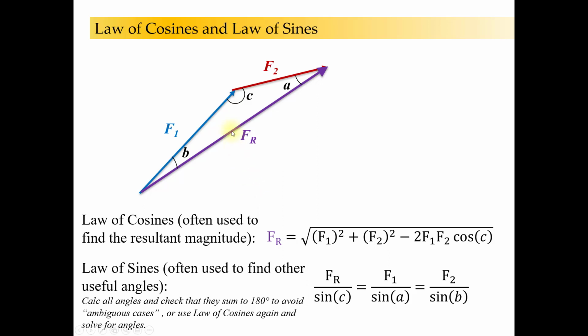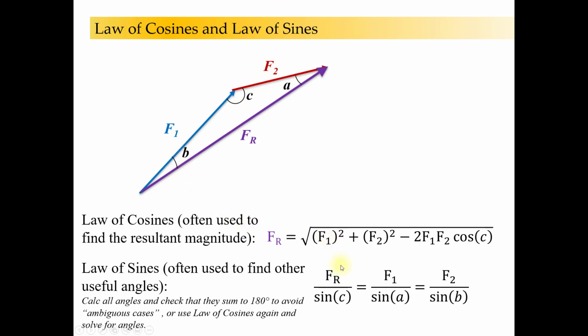Here we can say that any side can be divided by the sine of the angle opposite it, and that would be equal to any other side divided by the sine of the angle opposite of it. So here I say f sub r over sine of C is equal to f sub 1 over sine of A. That also happens to be equal to f sub 2 over the sine of B.